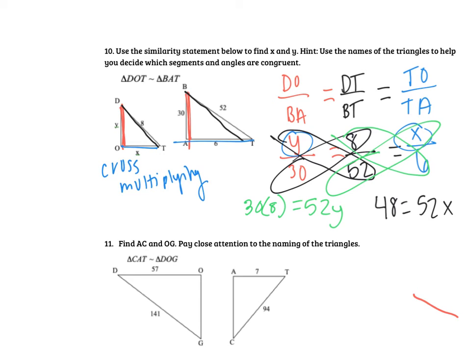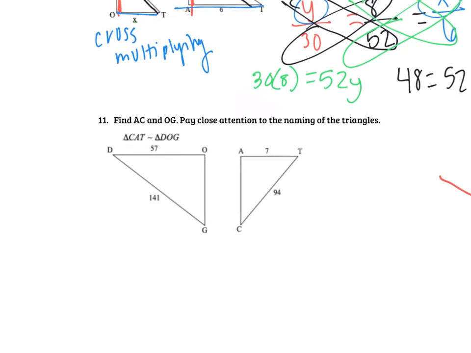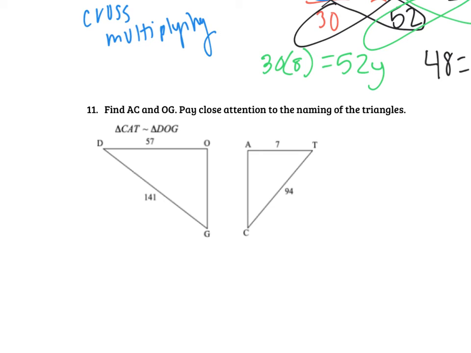Really this is more proportions than anything. You just have to set it up correctly. That's the hardest part, the setup. Solving the proportions is not as difficult. For number 11, be really, really careful because the naming will not match up with the shapes and what they look like on the page.